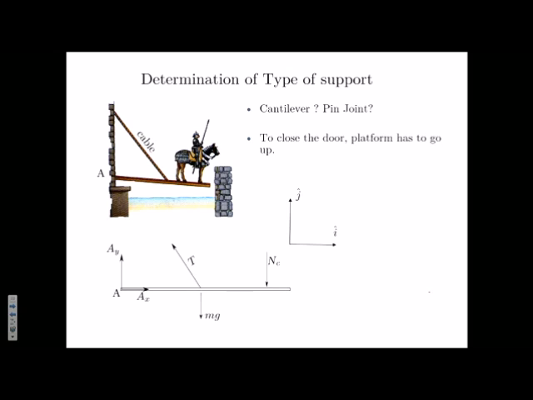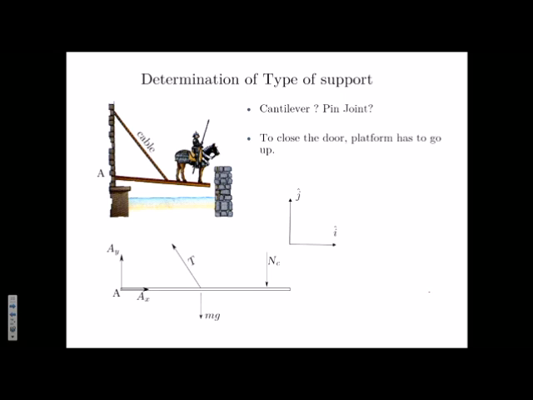Okay, another example. In this case, we have an object that is supported on a platform, on a plank, and there's a cable. First question, what kind of support do you think you have between this wall and the platform at point A? Is it a cantilever? It's a pin joint, right? It cannot be a cantilever because you need to allow rotation about this point. So this is a pin joint.